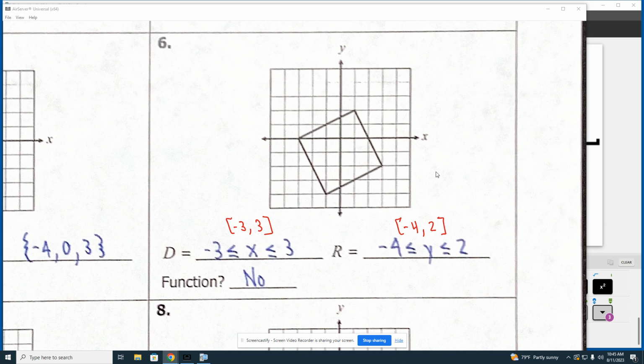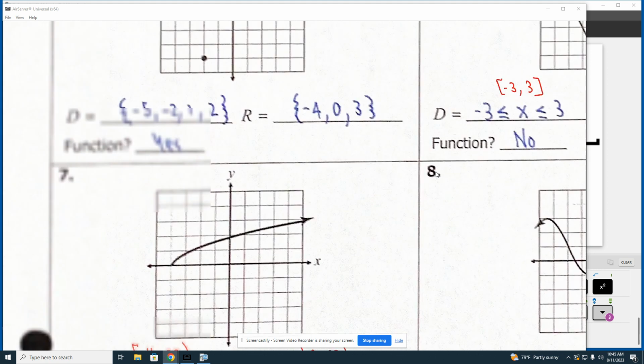And of course, number 6 failed the vertical line test miserably, didn't it? I mean, almost every point that you would go across there, you're hitting 2 points. So absolutely not a function. Questions about number 6? All right, here's number 7.